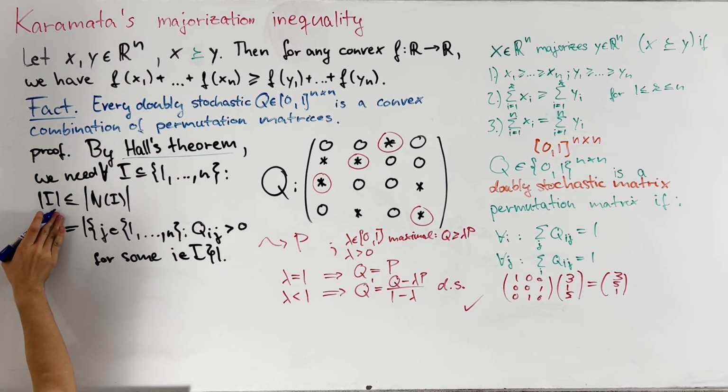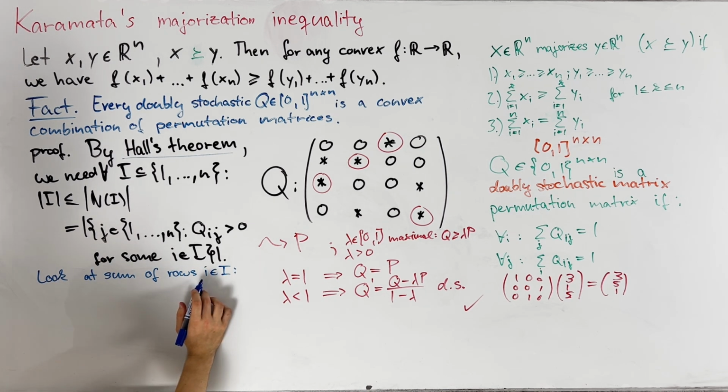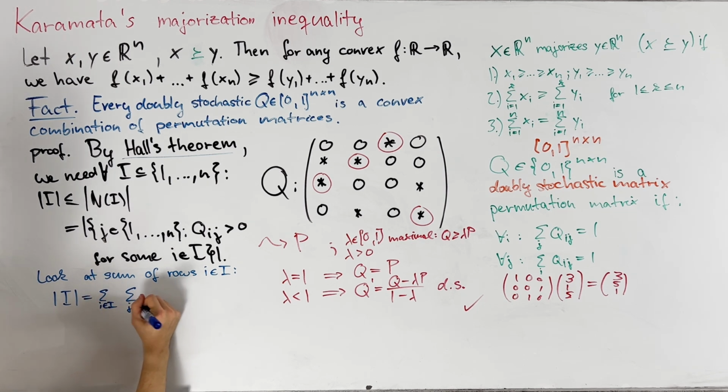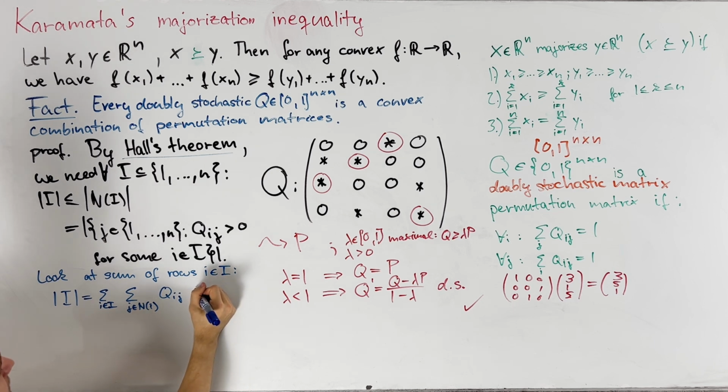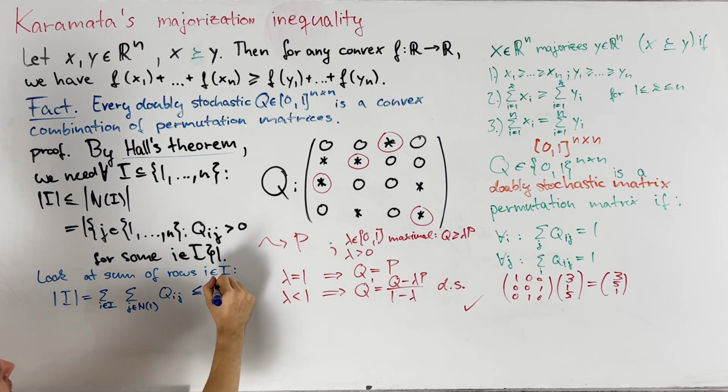To prove this inequality, we want to look at the sum of Q_ij over rows i in I. Since every row i has sum equal to 1, this total is equal to the size of I. On the other hand, by the way we defined N(I), it suffices to sum over j in N(I) in this expression here. Swapping the order of summation and summing over all rows now gives us the bound that this is at most the sum over entries of elements in the rows N(I), which is equal to the size of N(I).